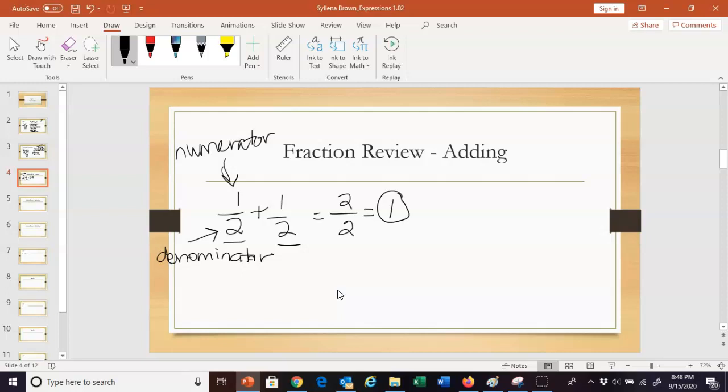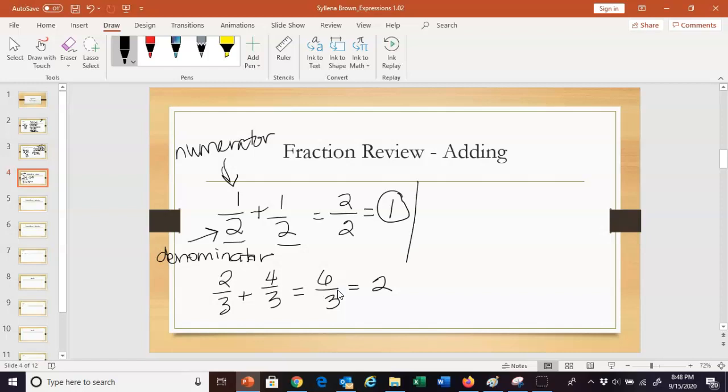Let's try another example. If we had 2/3 plus 4/3. So the denominators are the same. They're both 3's, so we can go ahead and add them. 2 plus 4 is 6, and then we keep the denominator. 6/3. Now you can leave it like this, or we can definitely reduce it to 2, right? 6 divided by 3 is 2.